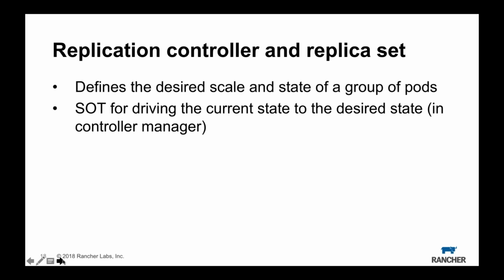So replication controller and replica set, these are pretty much the same thing. I always get this confused. The replica set is the newer version of what was the replica controller. It defines the desired scale and state for a group of pods. So I want 3 replicas of my pod running in my cluster, and you'll see 3 different deployments of that pod somewhere on a worker node within Kubernetes.